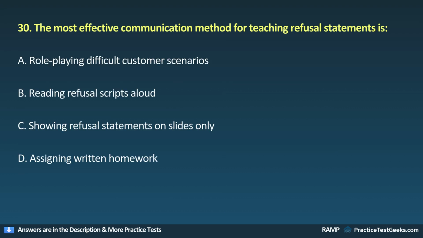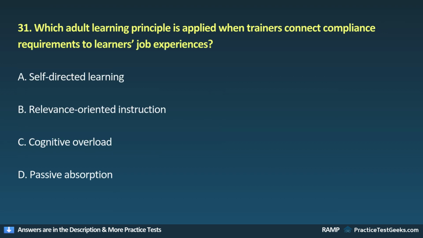30. The most effective communication method for teaching refusal statements is: A. Role-playing difficult customer scenarios. B. Reading refusal scripts aloud. C. Showing refusal statements on slides only. D. Assigning written homework.